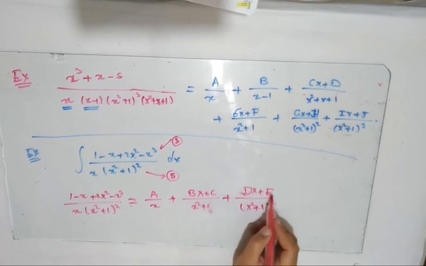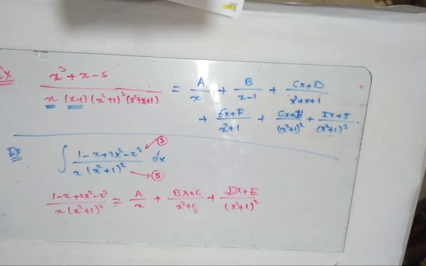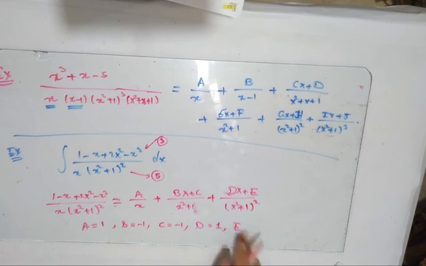Dx plus E. And actually here you have two methods again, as usual, to calculate A and B and C and D and E. This is the first method, which is comparing the coefficients, much easier than the other one. I'm not going to solve it, but I will just give you the answer for A, B, C, D, and E. So A will be 1, and B is -1, and C is -1, and D is 1, and E is 0. Okay, so let's substitute.